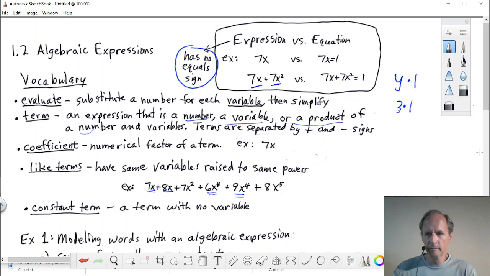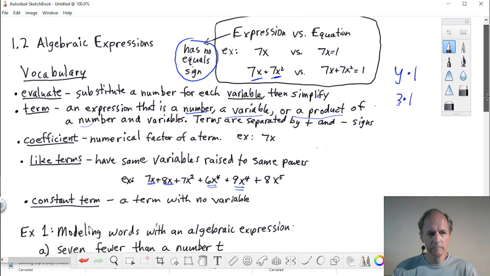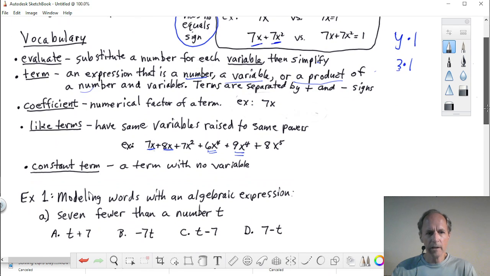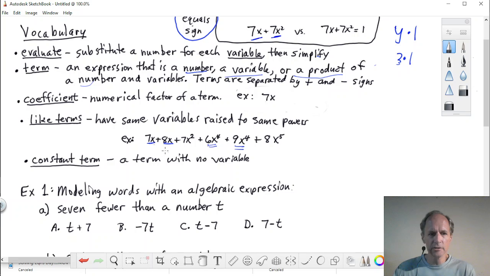Scroll on down. We do not have a constant term in this expression here. We could put one in, why don't we? If we had plus 5 at the end, that would be a constant term.